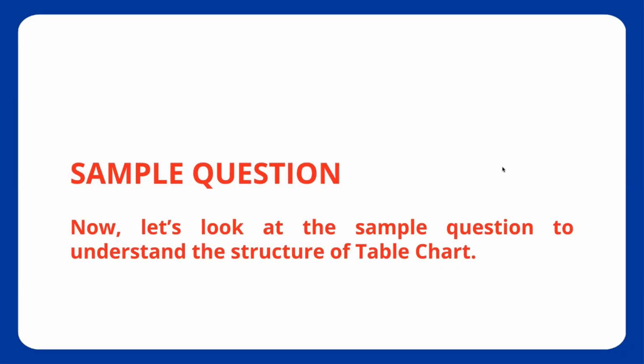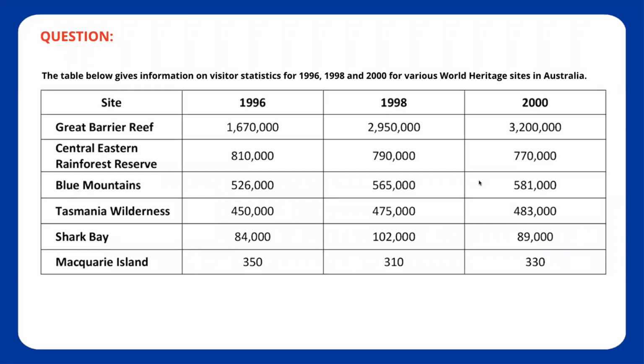Now let's look into a sample question to understand the structure of a table chart. Here you can see a table and the question says, the table below gives information on visitor statistics for the years 1996, 1998 and 2000 for various World Heritage Sites in Australia.